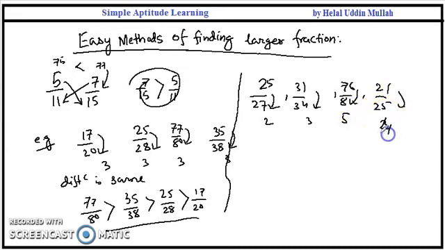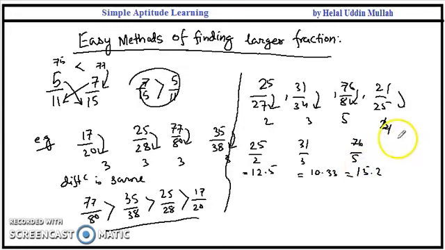So all these difference values are not the same here, so we cannot directly say that the fraction with the larger numerator will be the largest one. In such a case, you need to divide the numerator values by the difference value. For the first one, 25 by 2 is equal to 12.5. Next, 31 by 3 will be 10.33. Next, 76 by 5 will be 15.2. Next, 21 by 4 will be 5.25.